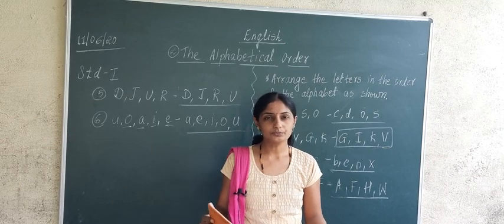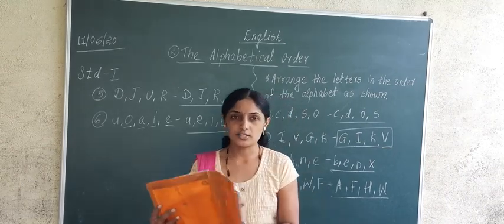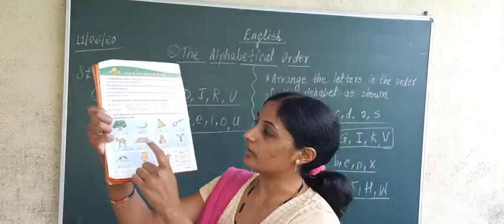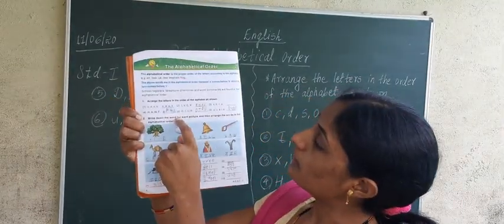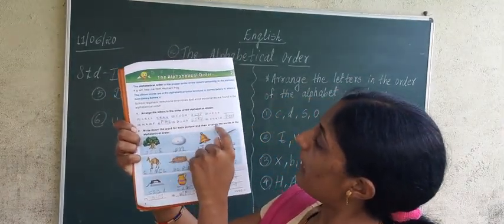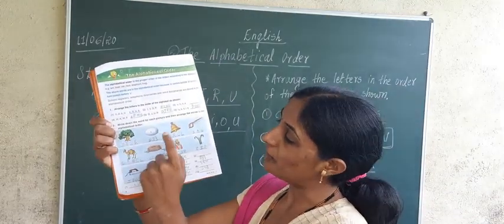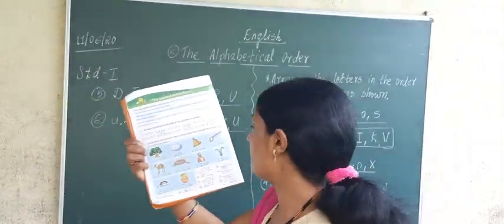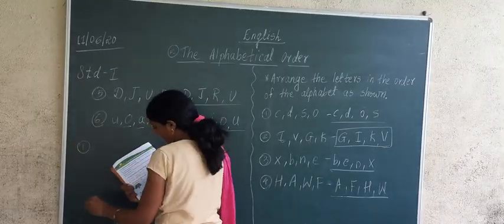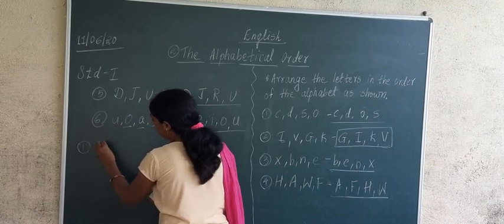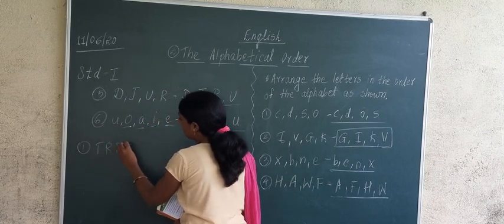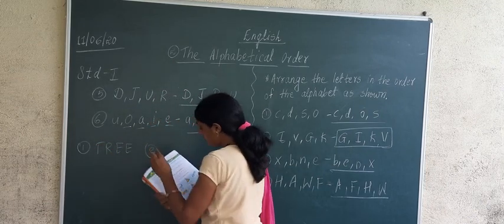Have you understood? Now here some pictures are given. Write down the word for each picture and then arrange the words in alphabetical order. Now we are going to write down the names of the pictures. What is the first picture? The first picture is a tree. T-R-E-E, tree.